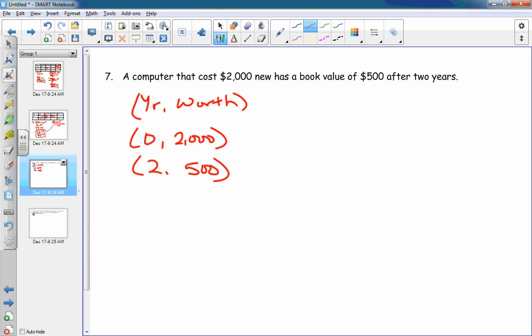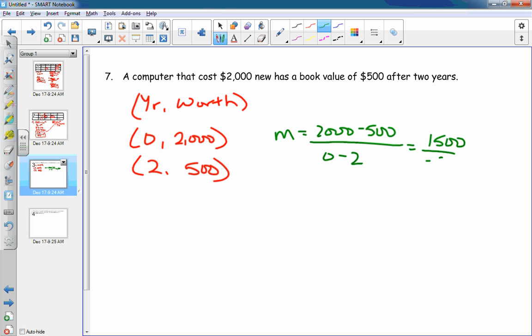Do we understand that? Yes or no? So I need to find my slope. So my slope is going to be 2,000 minus 500 all over 0 minus 2. So that's 1,500 divided by negative 2 to give you negative 750. What does the negative 750 represent? Hello? The first question it asks is interpret the slope.